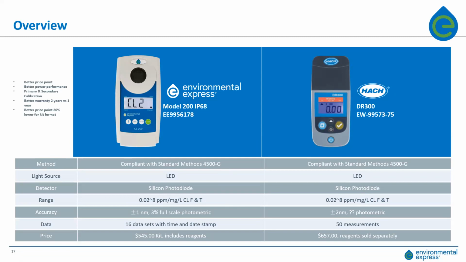Our full-scale photometric accuracy is rated at 3%. They will not publish what theirs is. 16 data sets with time and date stamp versus 50 on their instrument. And then finally, the price. Our instrument comes in a kit format, includes the instrument, the cuvettes, the powder pillows. Their instrument is sold singly. You have to purchase the reagents separately.